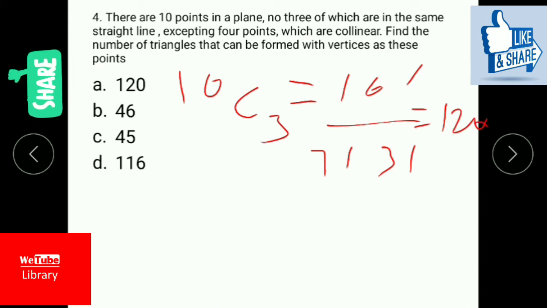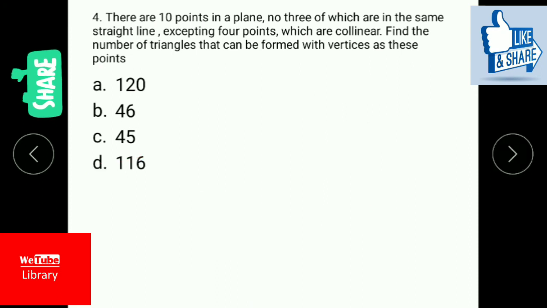But they have given the condition that there are 4 collinear points, which we have to exclude. From 4 points, how many triangles we can create is 4C3. 4C3 is equal to 4. If you solve, you will get 4. So if we consider all 10 points, you can form 120 triangles. But for excepting those 4 points, we have to exclude these 4 triangles out of 120. Then you will get the answer 116.